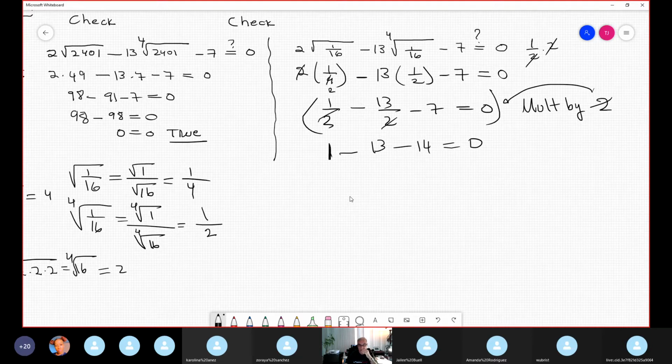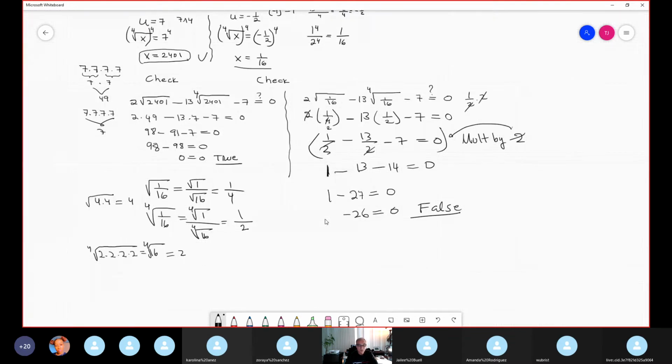It's obvious it's completely wrong. You combine this and this, 1 minus 27, negative 26 equals 0. This is a completely false statement. And don't worry, because that means that the solution is wrong. Therefore, the only valid solution is 2401. The solution set for this equation is 2401. End story. Easy.